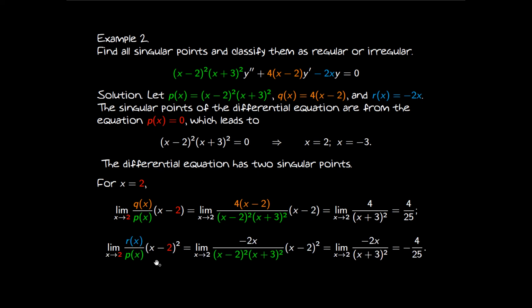For the second limit, we'll do a similar approach. We simply plug the coefficient functions in, do the corresponding cancellations, and then you're going to end with, again, a well-defined function as x approaches 2. So the corresponding limit is going to be another finite value. Because both of the limits are well defined, we know x equal to 2 is a regular singular point.